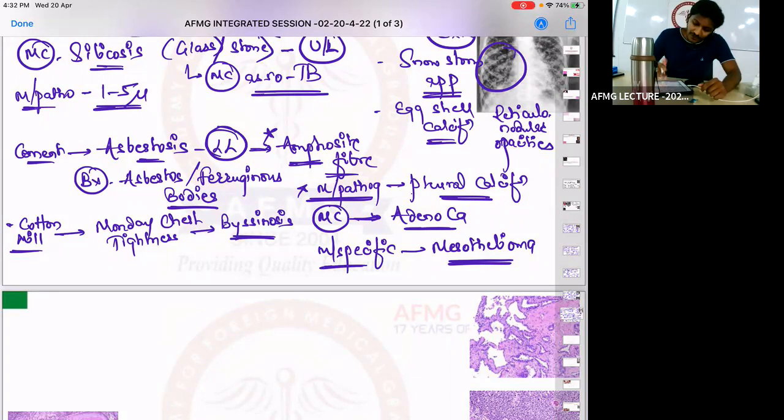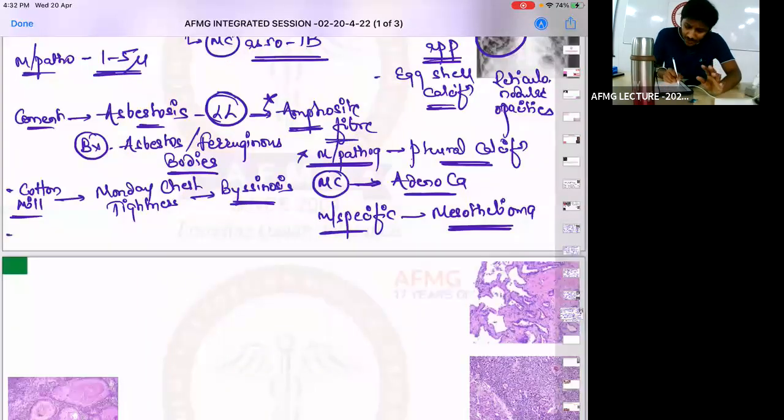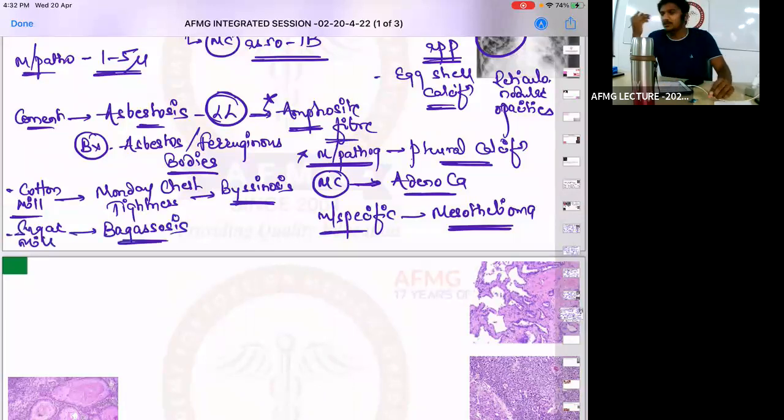Byssinosis, remember. Whereas if I talk about a sugar mill worker, who is exposed to bagasse or molasses, okay, he would be having bagassosis. So a sugar mill worker is at risk of bagassosis. Cardboard industry workers can also get it. So sugar mill or cardboard, which type of pneumoconiosis? Bagassosis. Which organism is responsible? Thermophilic actinomycetes.